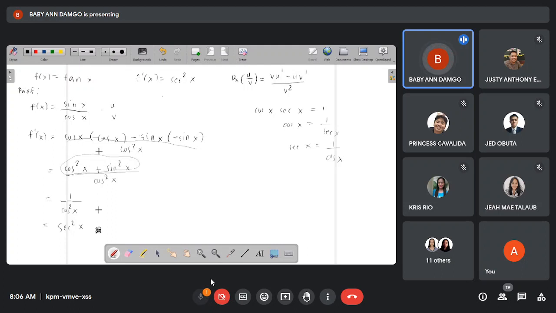So, simplify, so equal siya ani. Cosine squared x plus sine squared x is just equal to 1. So, this is 1 over cosine squared x. So, the reciprocal is just equal to this. So, end of. Okay, so please go screenshot.